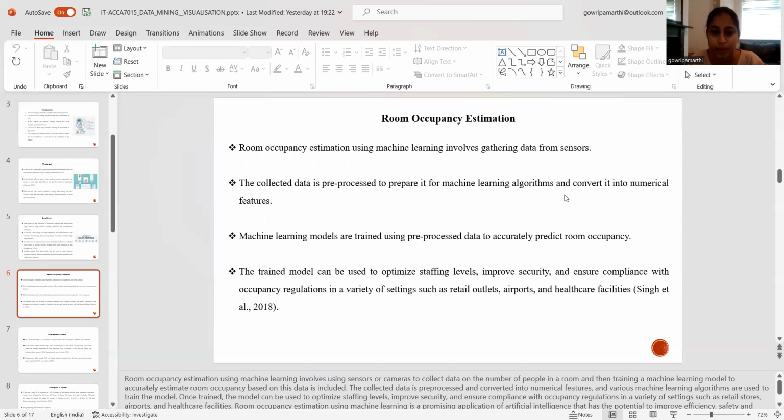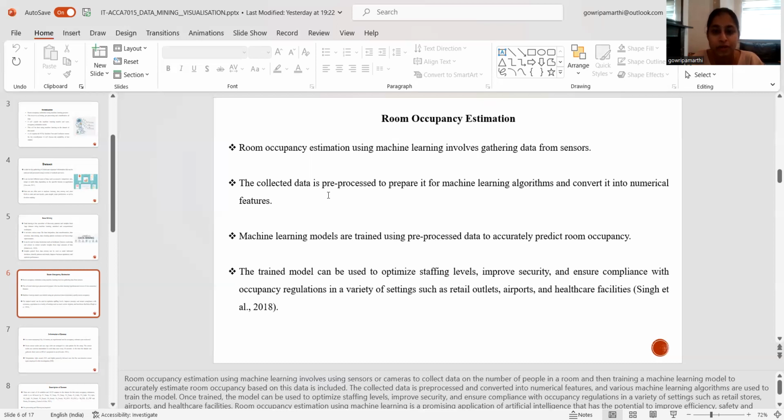The collected data is pre-processed to prepare it for the machine learning algorithms, and it will be converted into numerical features. The meaning of pre-process is to transform the data, classify it, and filter it using different kinds of procedures, and also convert it into numerical features for the machine learning algorithms. Machine learning models are trained using the pre-processed data, and they will give an accurate predicted room occupancy.